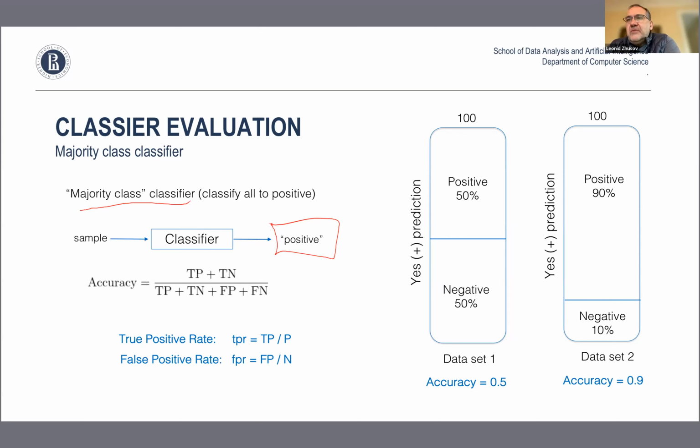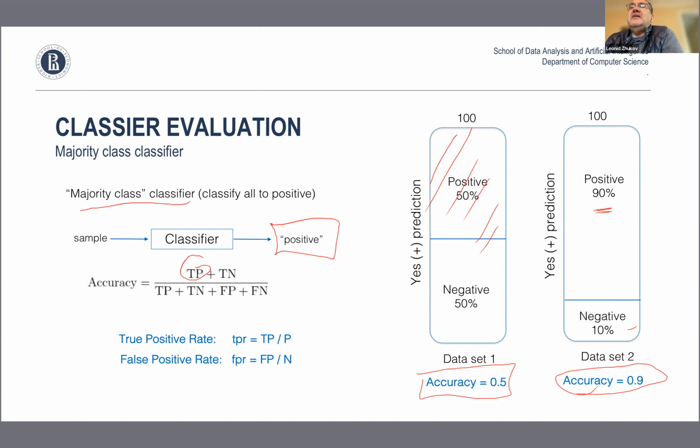Then with this algorithm, since we always say it's positive, we will be correct in 50% of the cases. We'll make a mistake on the other 50% of cases, but in the numerator, it's 50%. So the accuracy will be 0.5, right? Which really means we're guessing, right? Okay, but what happens if we change the data set? In our data set, we'll have 90% of positive examples and 10% of negative. All of a sudden, having exactly the same algorithm, which is calling everything positive, we end up with accuracy being 0.9, which is very strange, right?